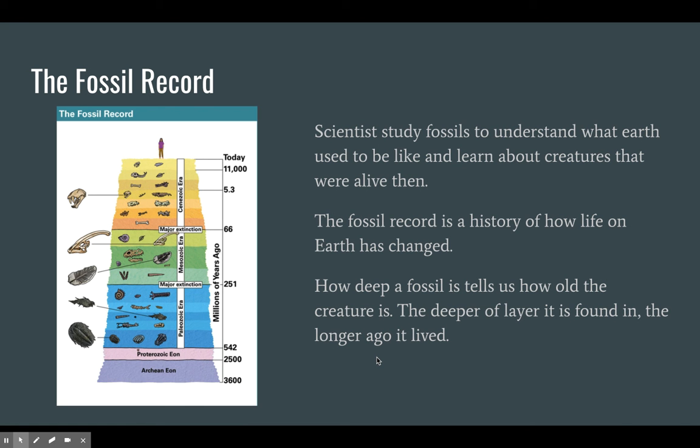Scientists study these fossils to understand what Earth used to be like and learn about creatures that were alive then. This is called the fossil record, and it's a history of how life has changed. It starts here and works this way all the way to humans. These fossils show us the changes over many years. You'll notice it says millions of years ago, so way before humans were on Earth. Okay, so how deep a fossil is tells us how old the creature is. The deeper down, the further back it lived, the longer ago.